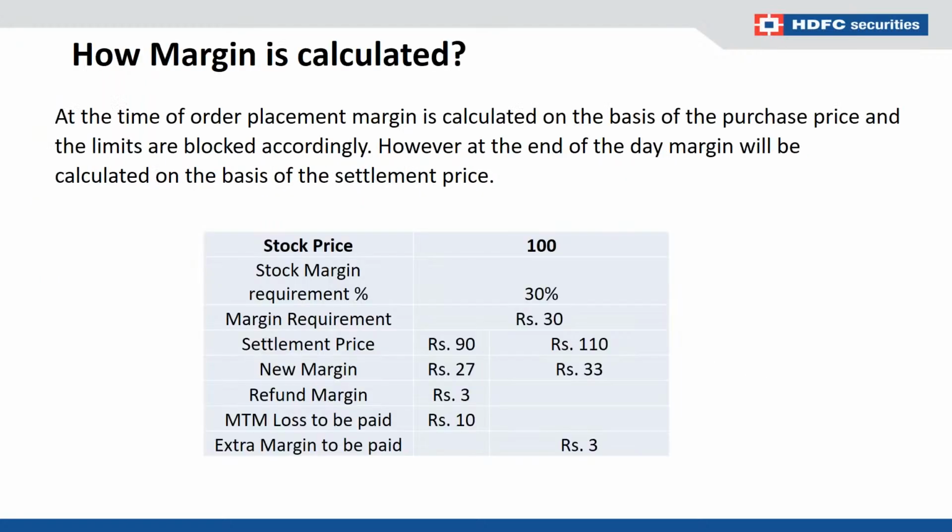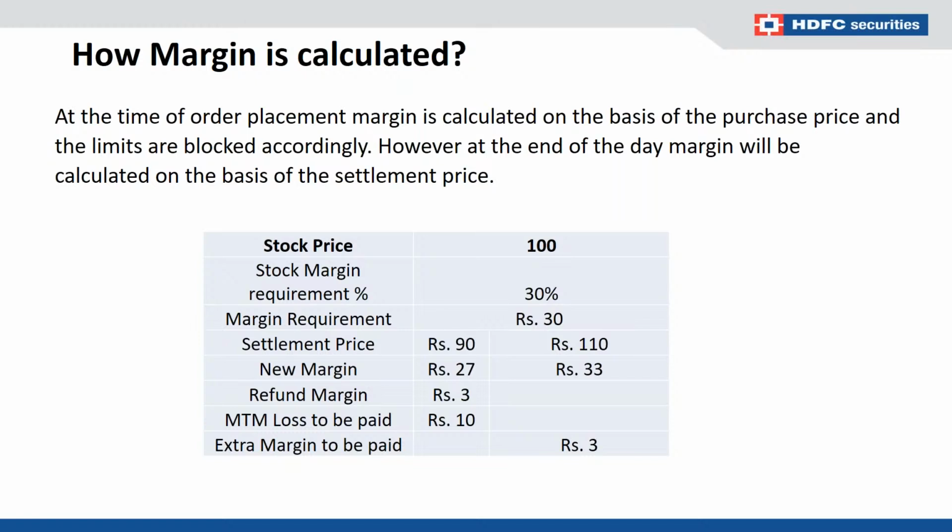Now let us understand the basics of margin and how it is calculated. For example, I bought a stock of ₹100 by paying 30% margin. 30% of 100 is 30 rupees. So I paid 30 rupees margin, and the remaining 70% was raised with HDFC Securities. Now there can be two possibilities: the price may go up, or the price may go down.